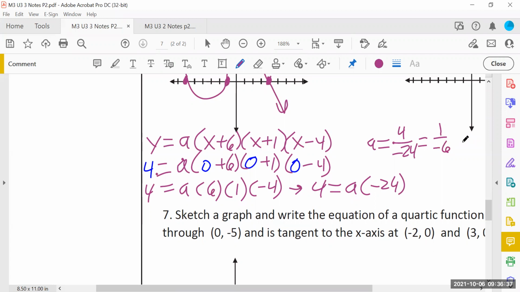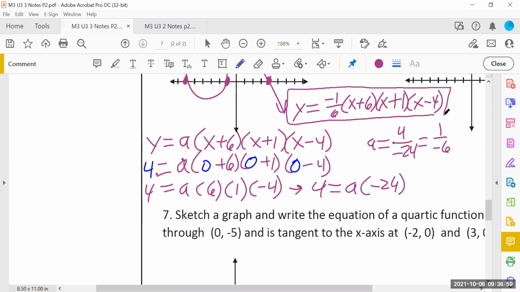And then write out your full equation. Y equals -1 over 6 times x plus 6 times x plus 1 times x minus 4. There is my answer. Now on the next one, I'm not going to finish the next one, okay? I'm just going to start it for you guys.